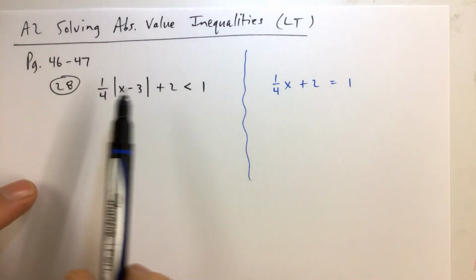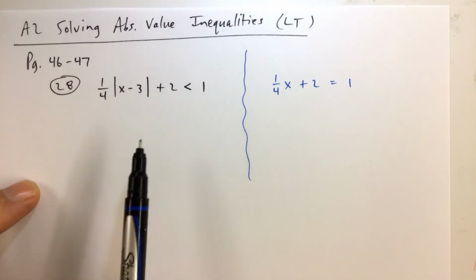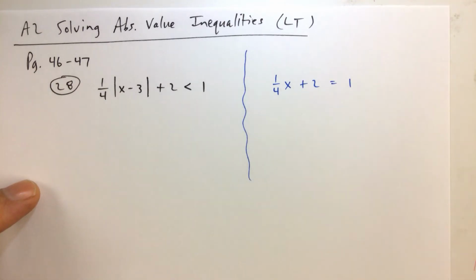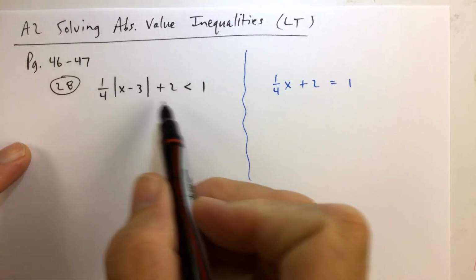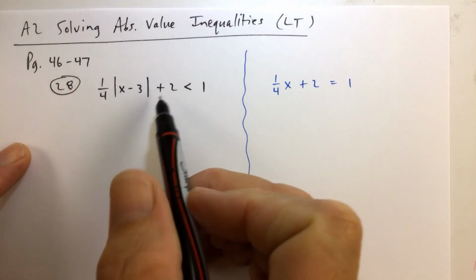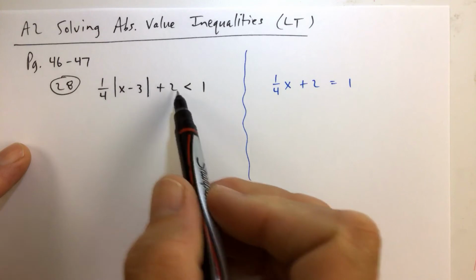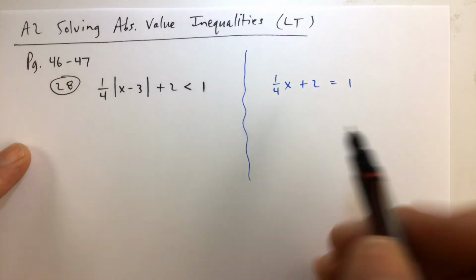Problem number 28, we can see we have an absolute value inequality. And I just wanted to remind you of how to think about the situation when you've got an absolute value expression mixed in. And remember, we talked about being in jail, and you've got other things or people hanging around the jail. You've got to move them to the other side.